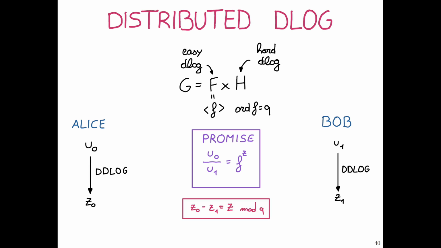If we allowed interaction, ddlog lets them non-interactively find secret shares of z just from these group elements. Now, the crucial part of this is that this is done without any interaction. With interaction, it would be easy to just do a normal discrete log on one party or the other. But without interaction, it turns out there are still protocols that take advantage of the easy discrete log subgroup to let you get these secret shares.